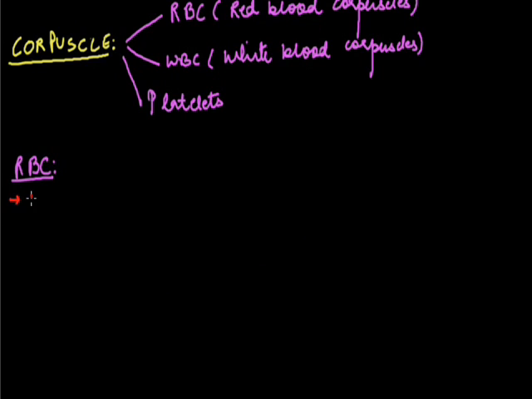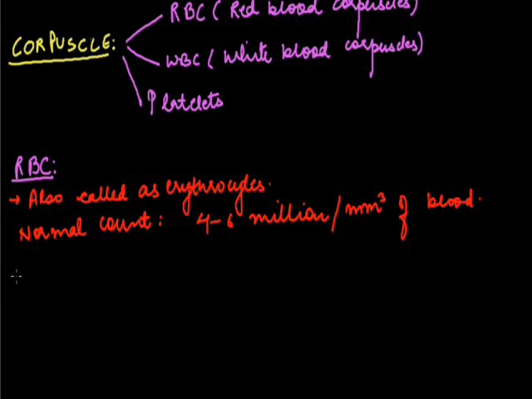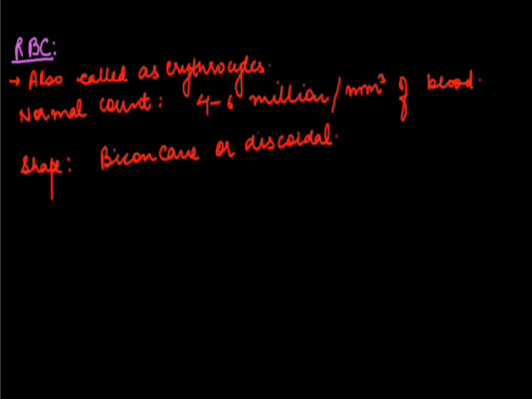RBC is also called erythrocytes. The normal count of RBC is 4 to 6 million per millimeter cube of blood. The shape of RBC is biconcave or discoidal. This shape facilitates the RBC for maximum transportation of oxygen.